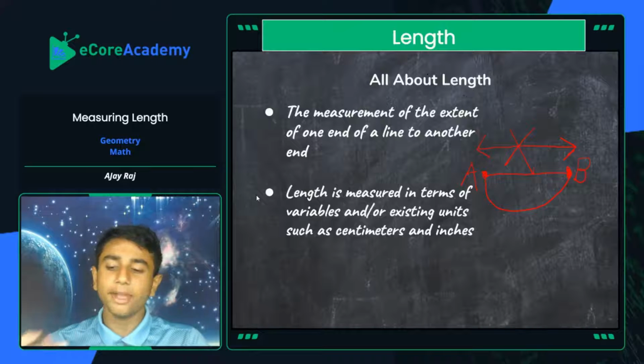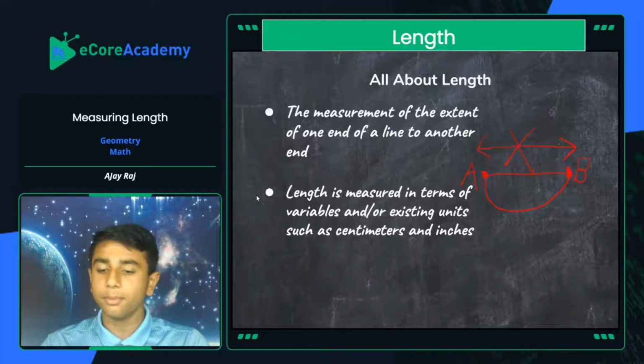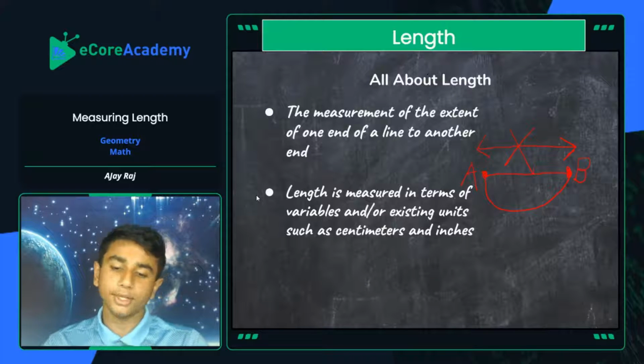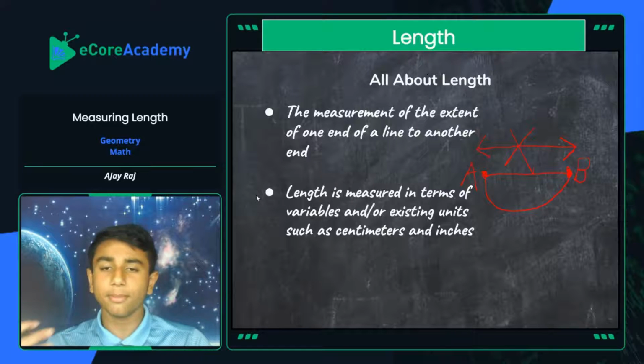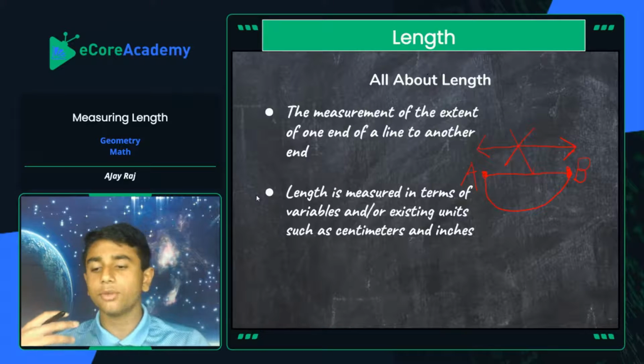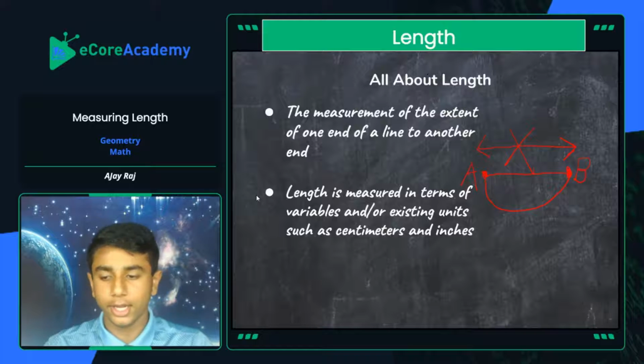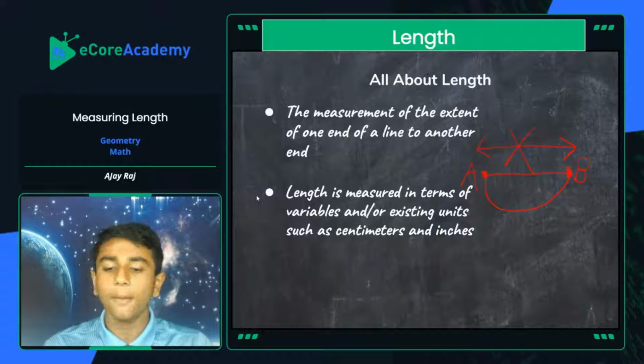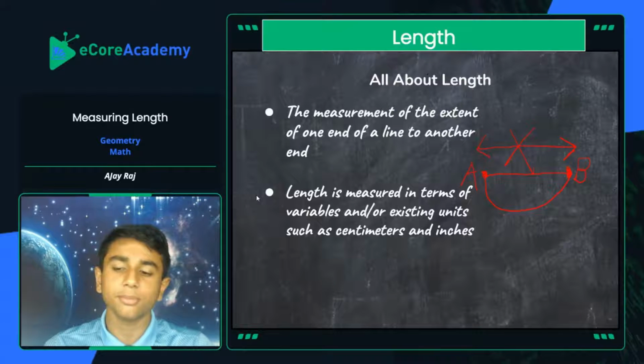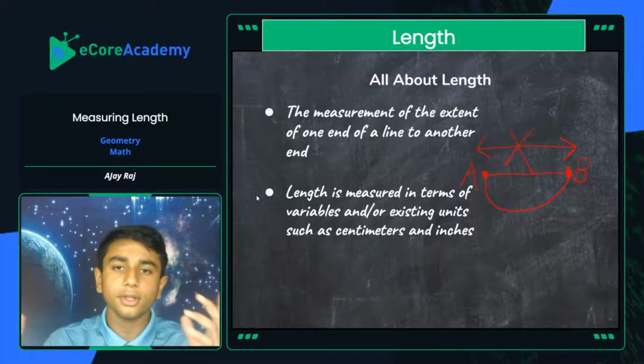Now, length is measured in terms of variables and/or existing units such as centimeters and inches. What I mean by that is, say, for example, you know how to figure out the length of a line segment as shown here for line AB, but you have to be able to express it in some terms of relativity. In order to do that, you have to have some sort of unit, some sort of base.